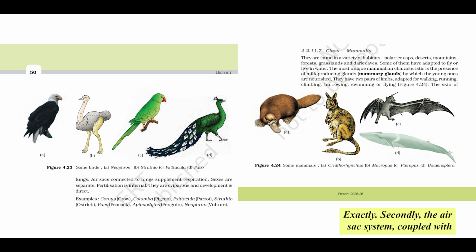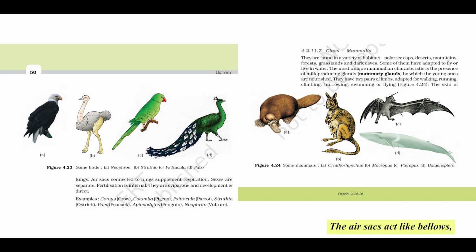Exactly. Secondly, the air sac system, coupled with the relatively rigid lungs, is arguably the most sophisticated respiratory adaptation among vertebrates, perfectly designed for high-energy activities like flight. Remember, it enables unidirectional airflow. Unlike our mammalian lungs, where air flows in and out the same passages, tidal flow, in birds, air flows in one direction through the gas exchange surfaces, the parabronchi.